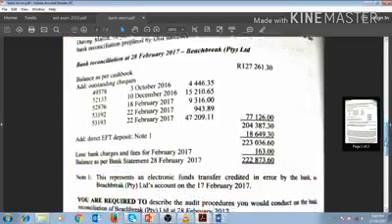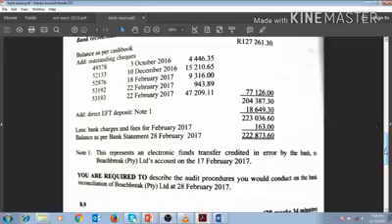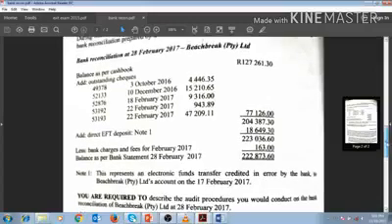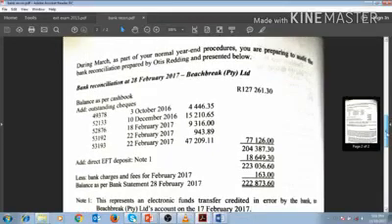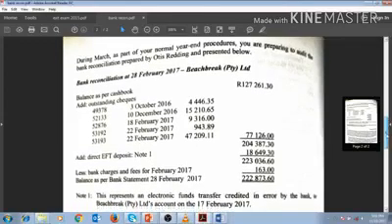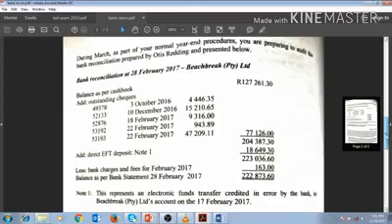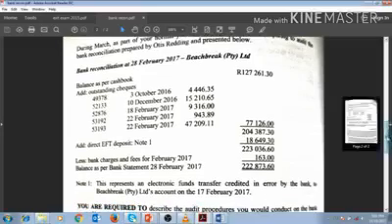Before we can start, let me read the requirements. They say, describe the audit procedures you would conduct on a bank reconciliation of Beach Break Limited at 28 February 2017. Okay, now let's go back. During March, as part of your year-end procedure, you are preparing to audit the bank reconciliation prepared by Otis Reading and presented below. Bank reconciliation at 28 February 2017, Beach Break Pty Limited. I think this is what we need.